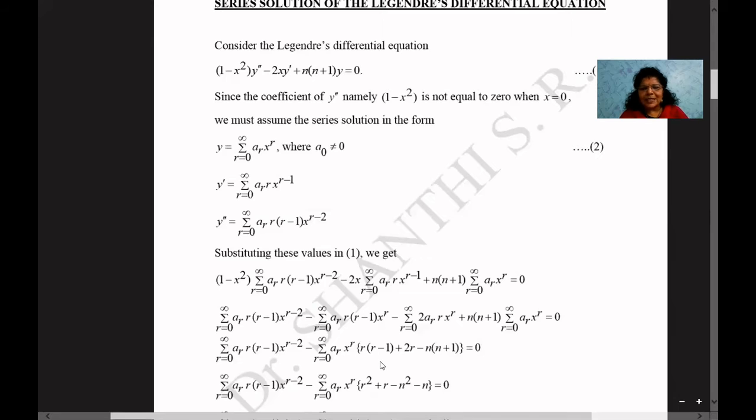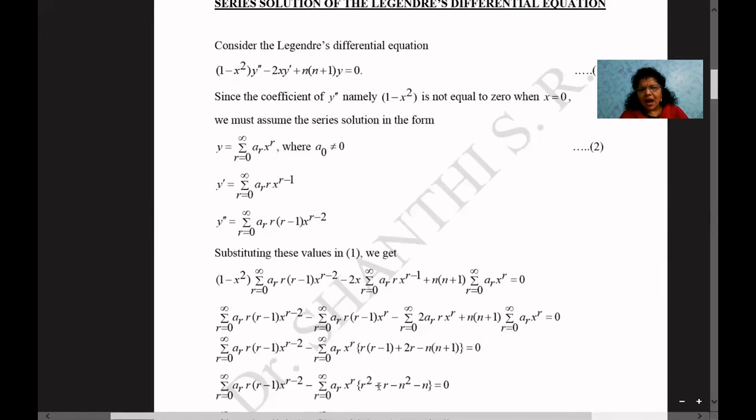Now I am going to expand this inside the bracket. What is this? r square, that is the first term, minus r: r into minus 1 is minus r, plus 2r is plus r. Minus n into n, n square. Minus n into 1, minus n. Once again, r square minus r plus 2r is plus r, minus n square minus n equal to 0.